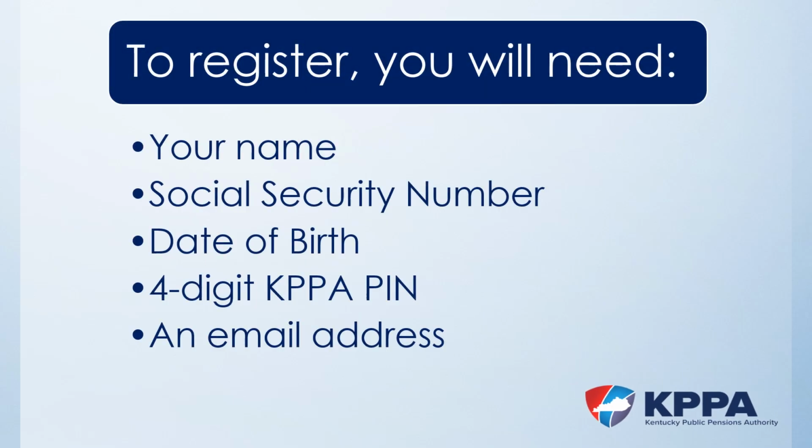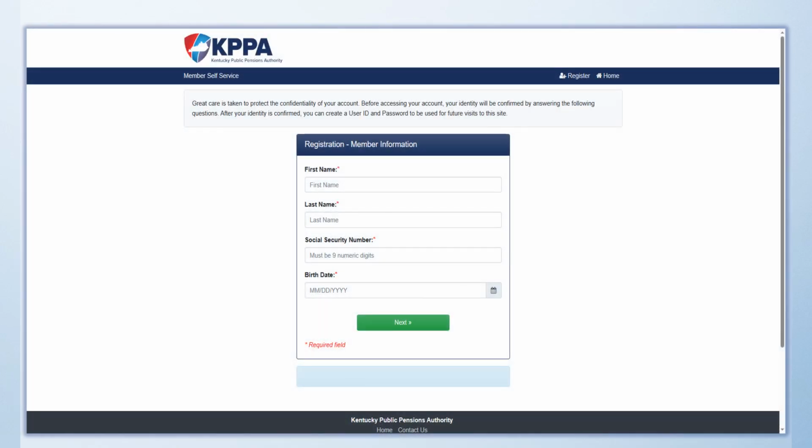The registration process is simple and requires 5 pieces of information: your name, your Social Security number, your date of birth, your 4-digit KPPA PIN, and either a personal or work email address. On the Member Information field, enter your first and last name, then your Social Security number. The self-service registration page is secure and encrypted, so when you enter your Social Security number, it will be masked.